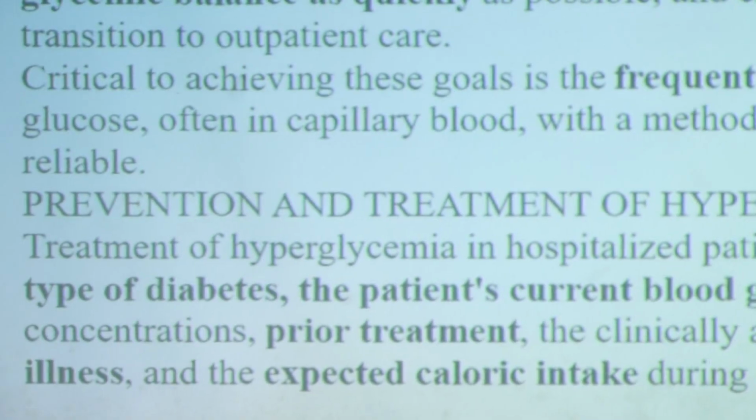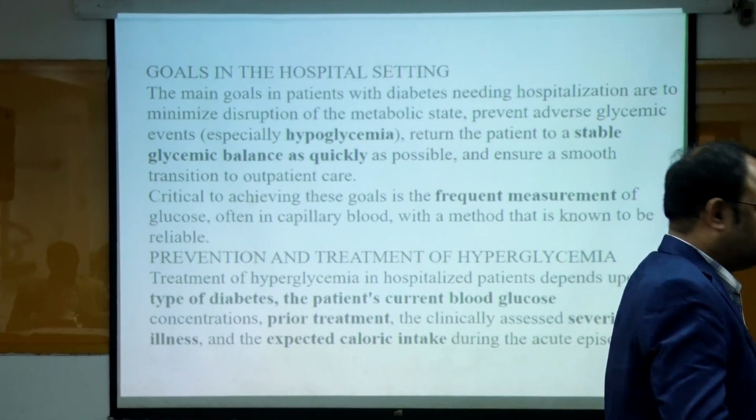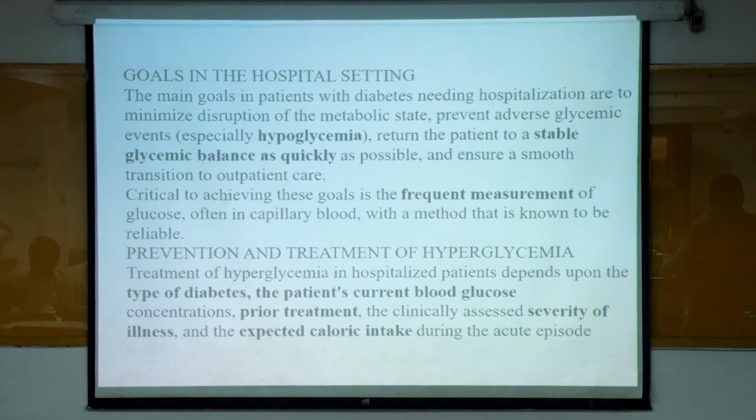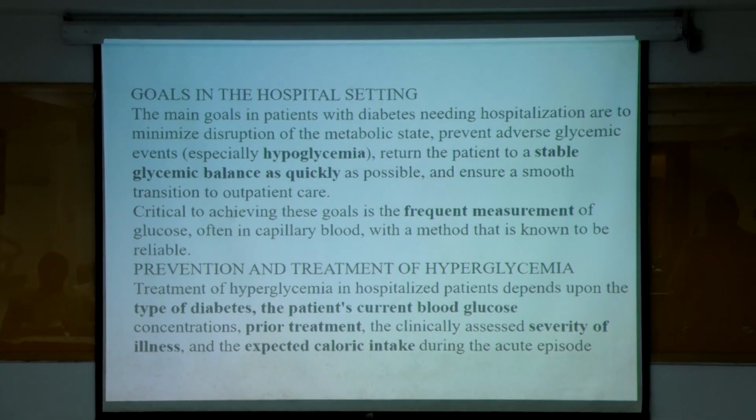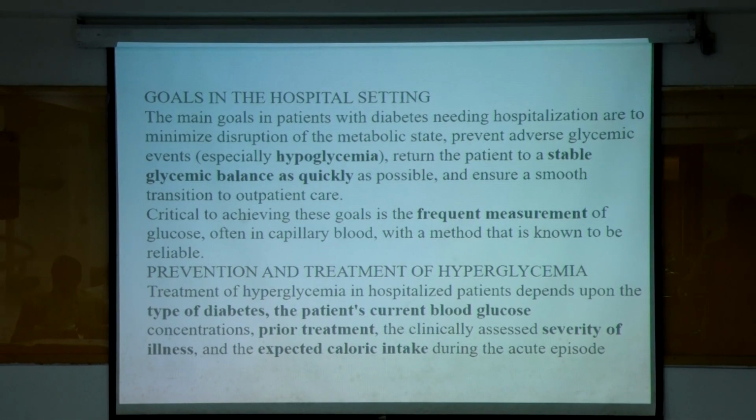The goal in a hospital setting, at least in the non-critically ill, is to bring them under control during the time you have. This is done mainly by recurrently measuring the blood sugar. The more blood sugars you measure, the better the idea of how they react to each drug and what problem needs to be ironed out. And prevention and treatment of hyperglycemia, when the patient goes out, you want a better control.